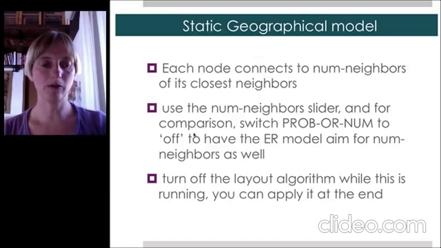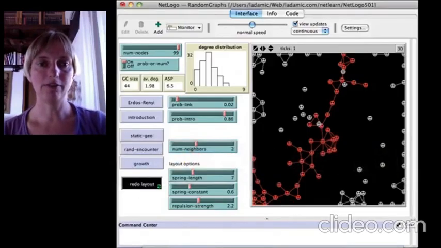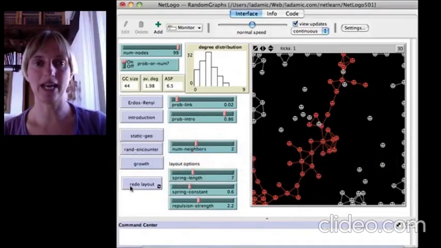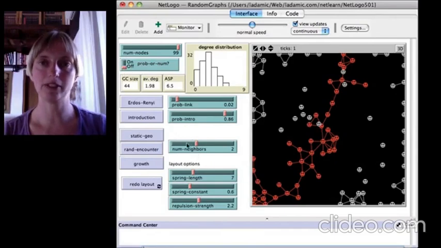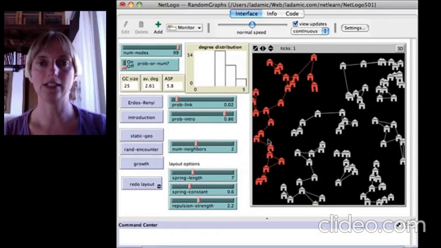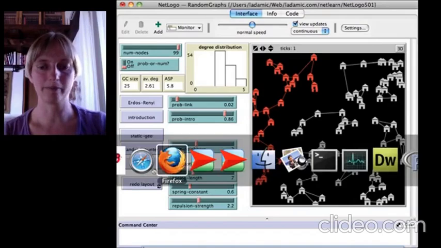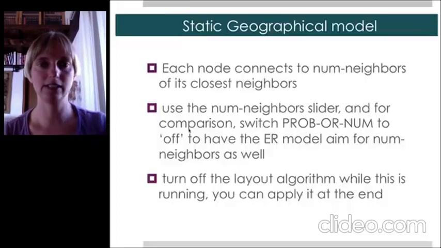And for this one, we'll want to turn off the layout just so we can actually see the geography at work. I'm going to also switch to the num neighbors, determining the density of the graph. And so I'm just going to click on Stat Geo, and it's just highlighting the largest connected component here in red. And what we'd like to know about this one, let's see what our quiz is.